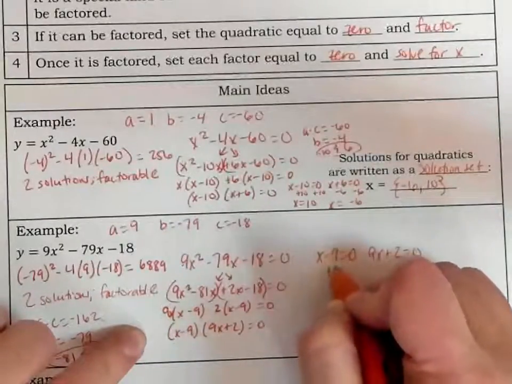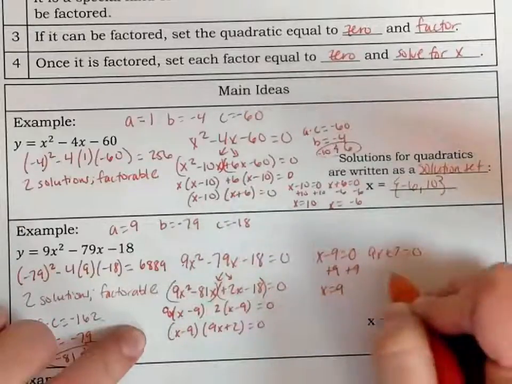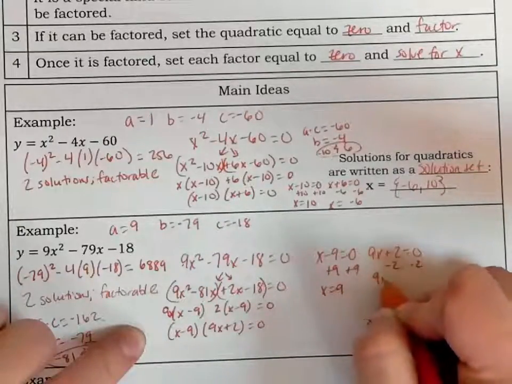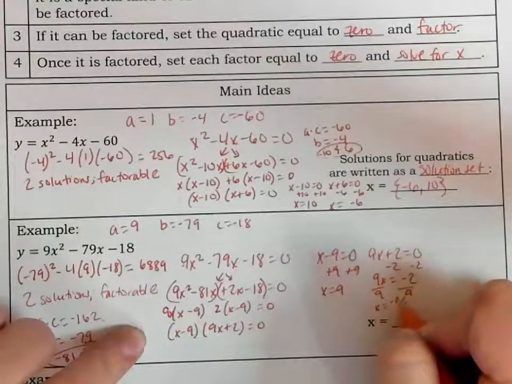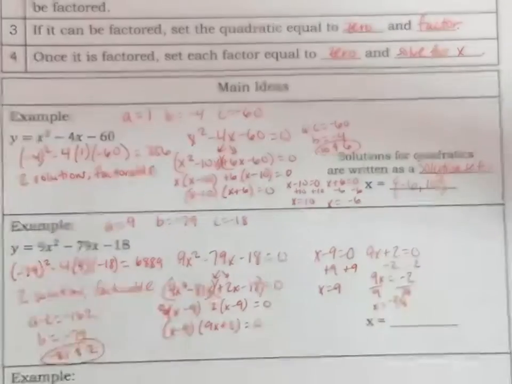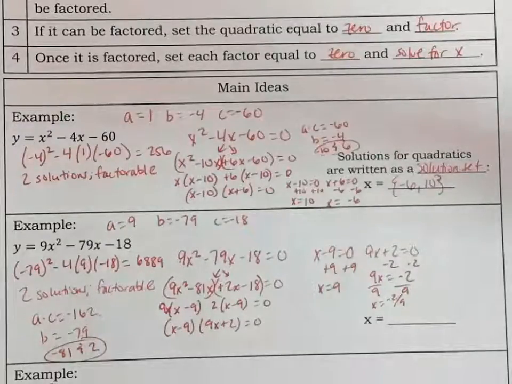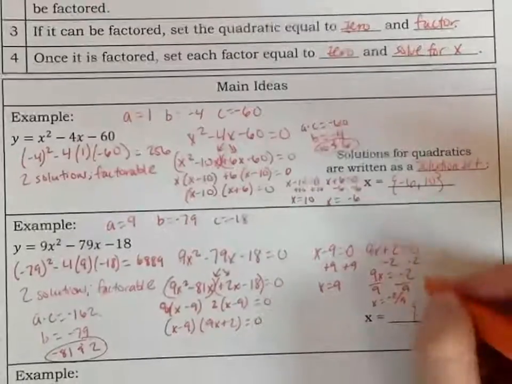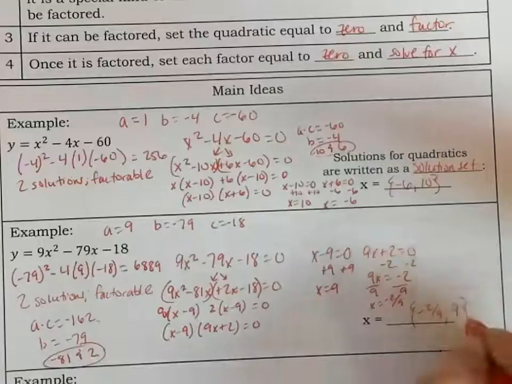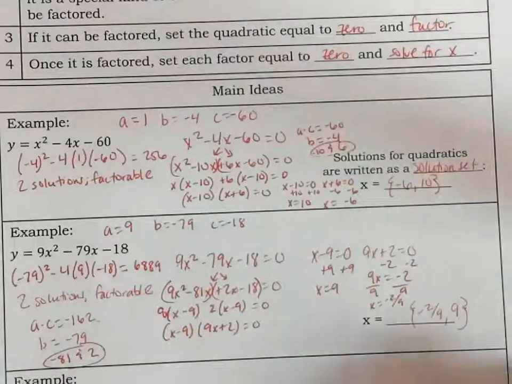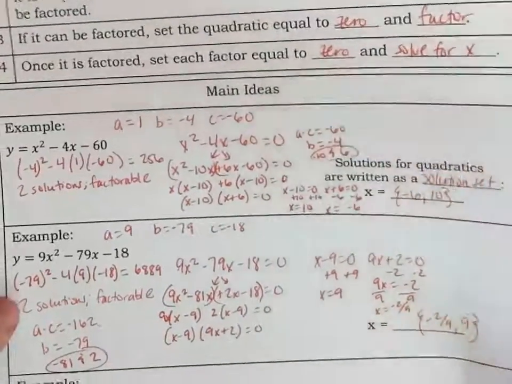So I'm going to add the 9. I get x is 9. I'm going to subtract 2 and divide by 9, and I get negative 2 ninths. And that's a fraction. I don't have to find the exact decimal for that. I can leave it just like that. And so I end up with the answer negative 2 ninths and positive 9. Right, and then from there, I have this third and final example.